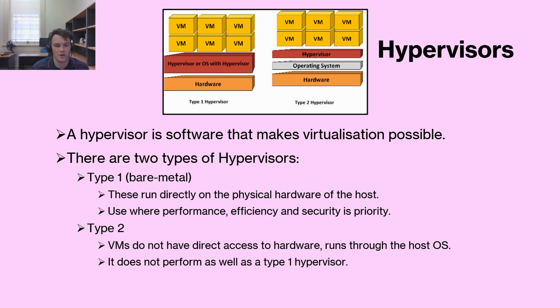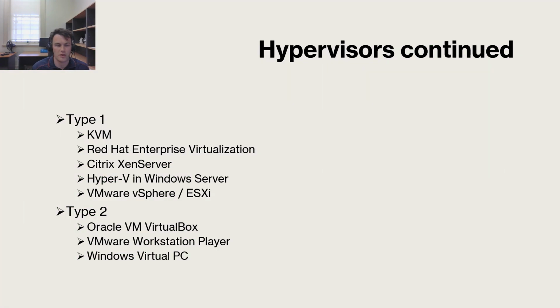So that's hypervisors. And on the last slide, I've just got a list of hypervisors. For Type 1, there's KVM. That one's a Linux-based hypervisor. It's free and open source. And then there's Red Hat Enterprise Virtualization. It's based on KVM, but it is a commercial product, so it's not freely available.